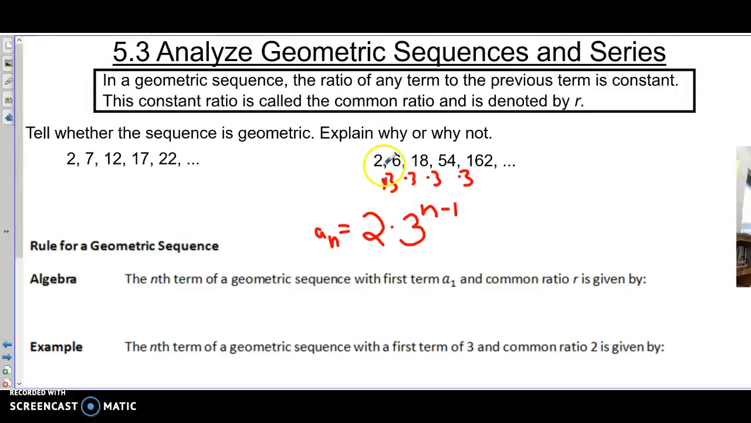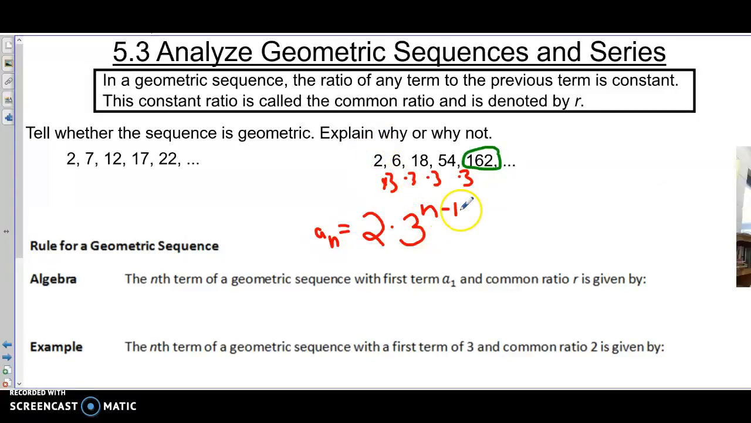Okay, now if you think about that, if I were looking for the 5th term, 162 is the 5th term in the sequence. Look how many times we multiplied by 3 to get there. Well, to get the 5th term, I had to multiply by 3, 1, 2, 3, 4 times. To get the 5th term, I multiplied by 3, 4 times, which is 1 less than the number of the term.